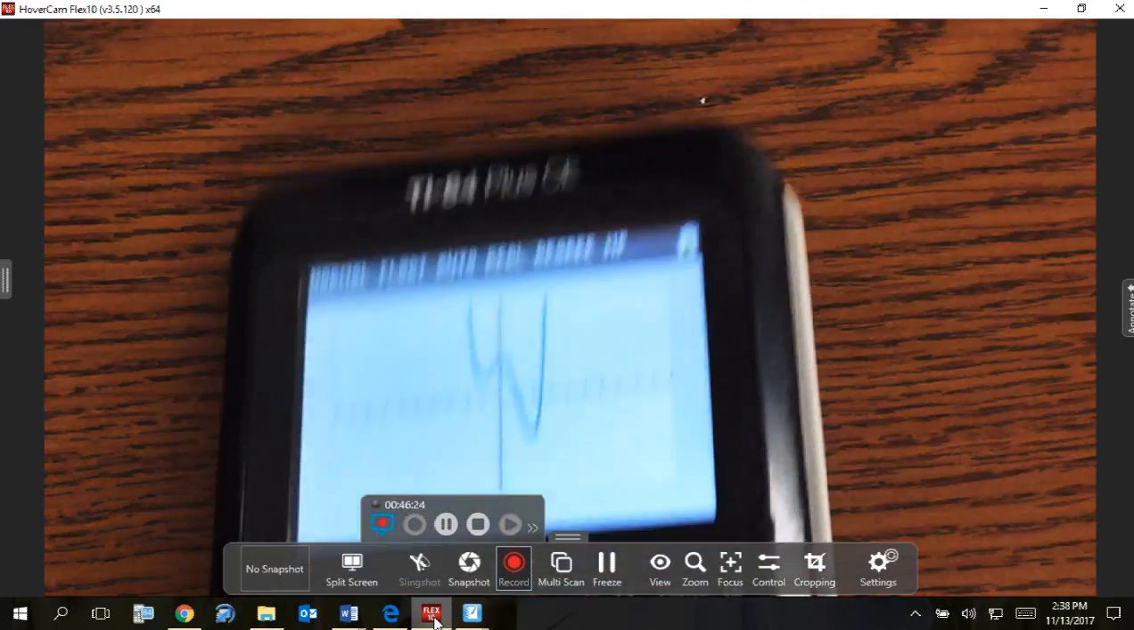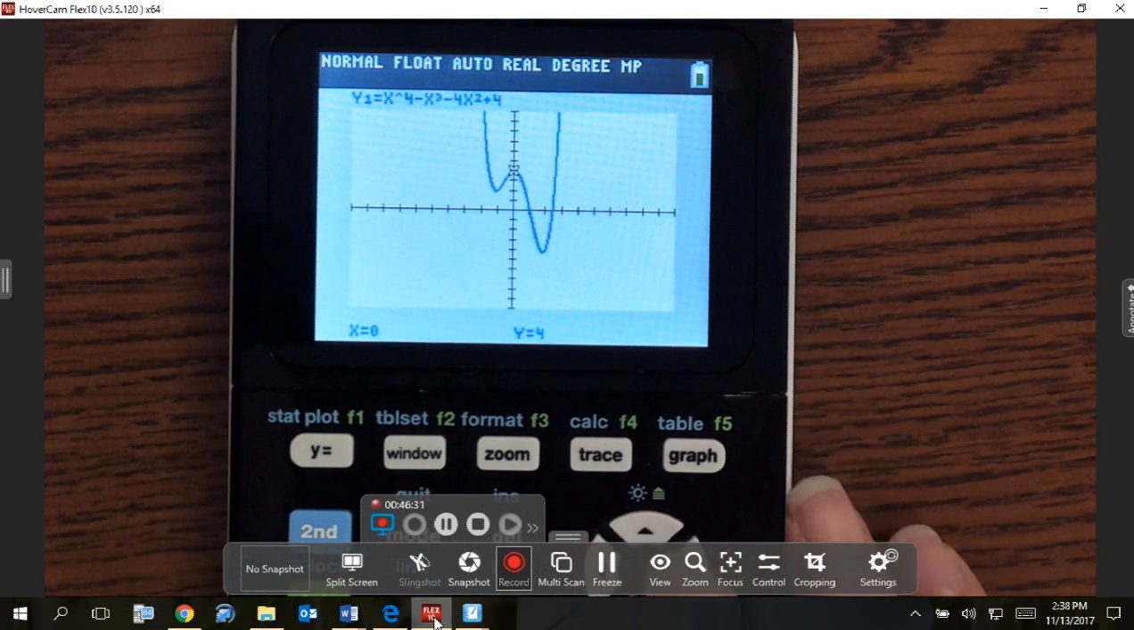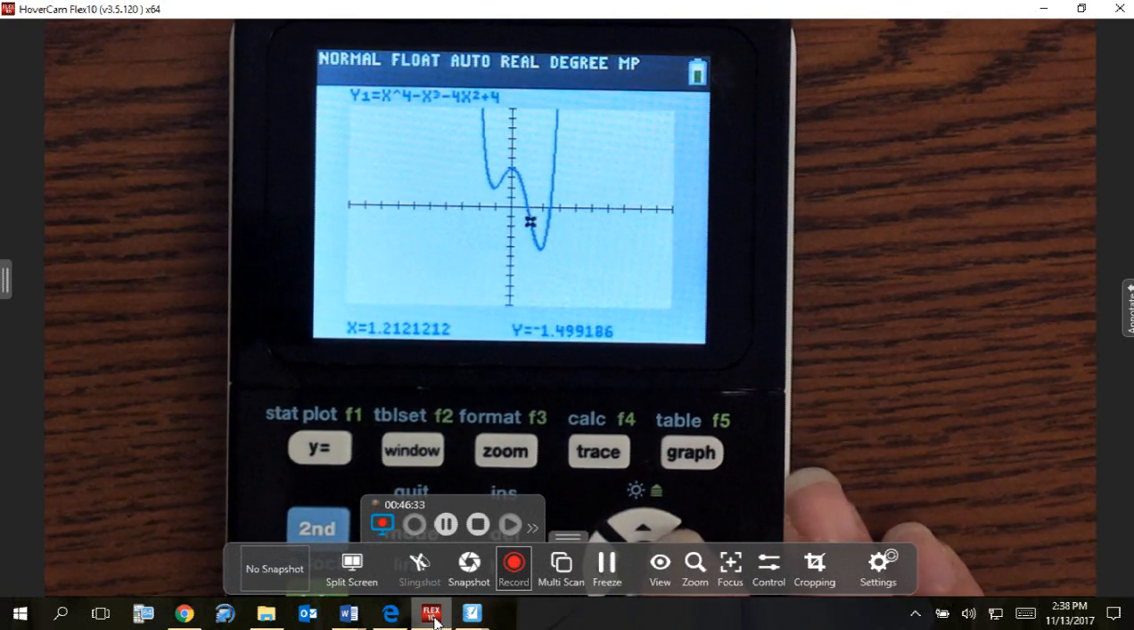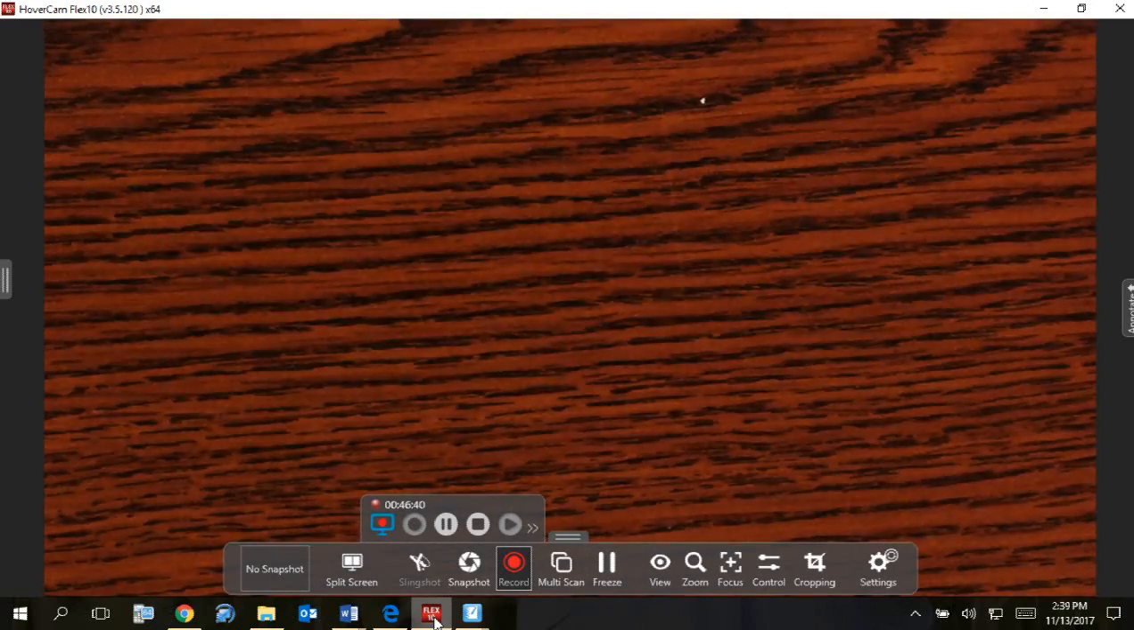Here's what it should look like. Fun, huh? And you can find points by using trace. You can find some points by using trace, or you can use your table. But this one probably trace works better because most of the points are way off the graph.